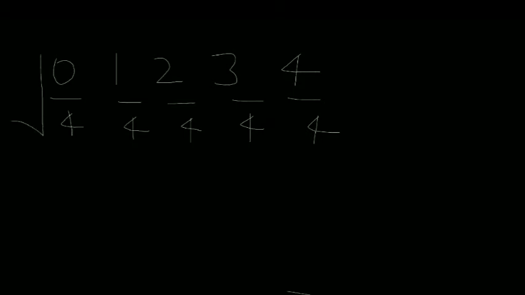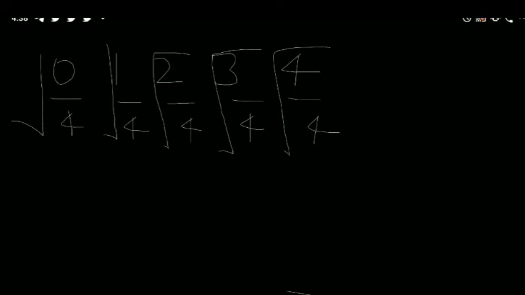Okay, so simply write here the numbers 0, 1, 2, 3, 4. It means you need to write the numbers from 0 to 4, and divide the numbers by 4. It is also so simple. First step, write the numbers 0 to 4, then divide all the numbers by 4. And the third step is to take the under root of all the numbers.